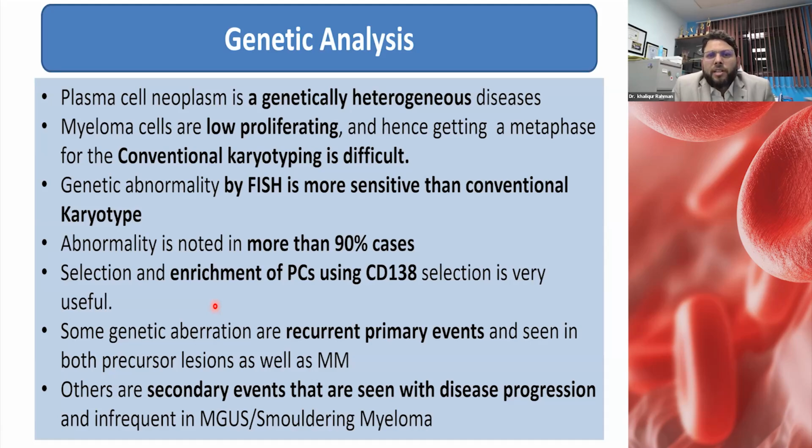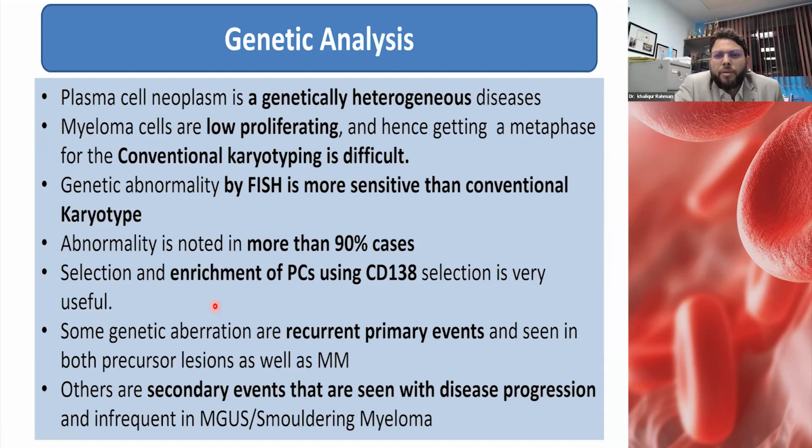Some genetic aberrations which are seen are supposed to be the recurrent primary genetic events in plasma cell neoplasm, while the others are the secondary events that are mostly seen at the time of progression, and they are very infrequent in MGUS or smoldering myeloma, the asymptomatic ones.